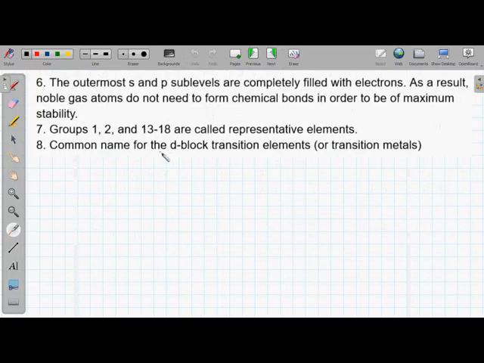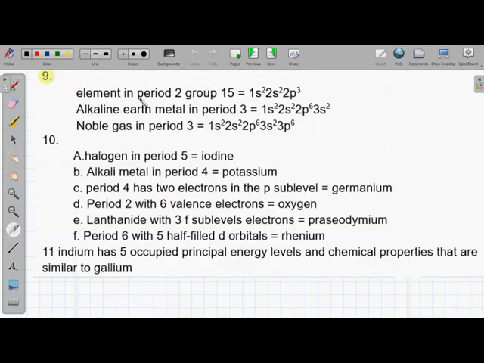Okay, just did those. Number 9, right? Based on the description you were given, you had to write the electron configuration. So an element in period 2, group 15 would have this configuration.